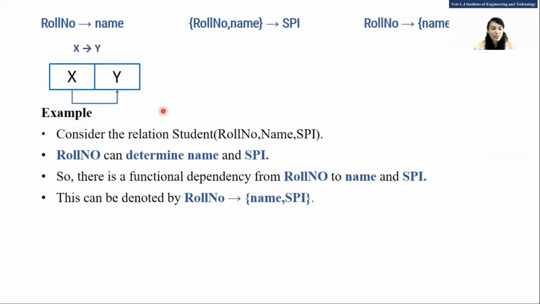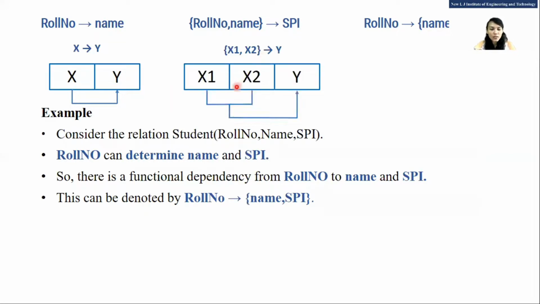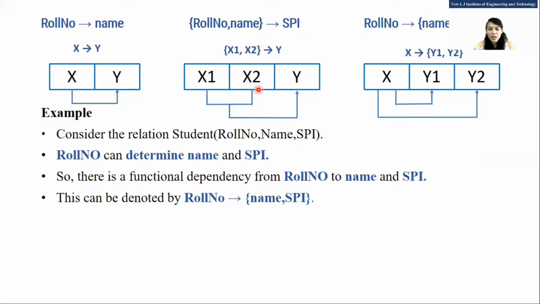Then we can say X determines Y. And here is the diagram of how it is determining Y. And we have X1, X2 determines Y. So here we can say something like this, that is how we can represent this dependency. And X determines Y1 and Y2, like roll number determines name and SPI both. If I have just roll number, then with that roll number I can get the name of that particular roll number as well as the SPI also.